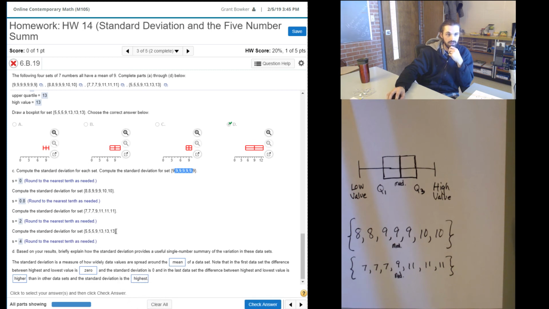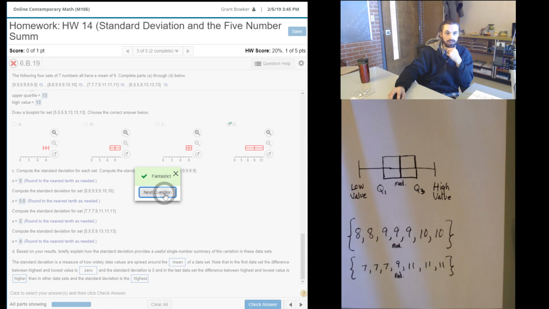So this last data set had the highest standard deviation. The first data set had the lowest standard deviation. So that's in fact the smallest standard deviation you can get. You cannot get a negative standard deviation. Moment of truth. All right.